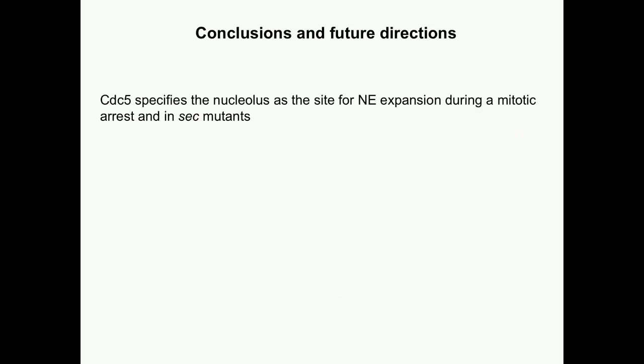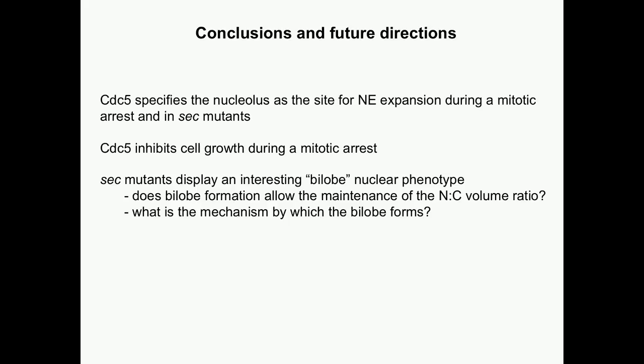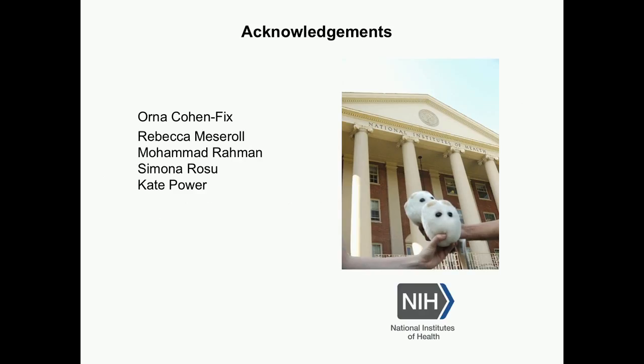And just to conclude, Cdc5 specifies the nucleolus as the site of nuclear envelope expansion, as I just said. And even though, unfortunately, we're not too much closer to working out the mechanism of how Cdc5 is actually doing this, through the experiments I've been doing, we found two very interesting new phenotypes. Cdc5 appears to inhibit cell growth during a mitotic arrest, and SEC mutants display a really interesting bilobe nuclear phenotype. So the question is: is this bilobe forming to allow the maintenance of the nuclear-cell volume ratio, and what is the mechanism by which this bilobe forms? And with that, I'd like to thank everyone in the Cohen-Fix Lab and the NIH for giving me a job.